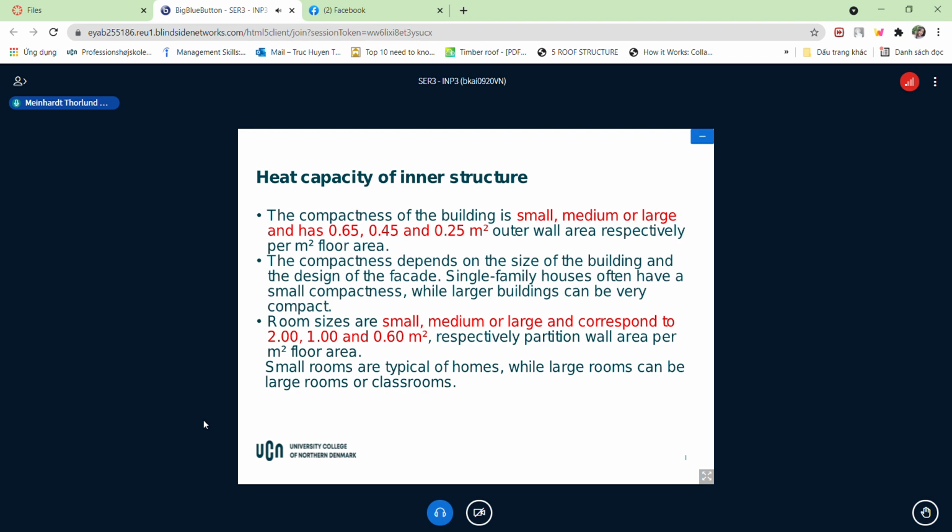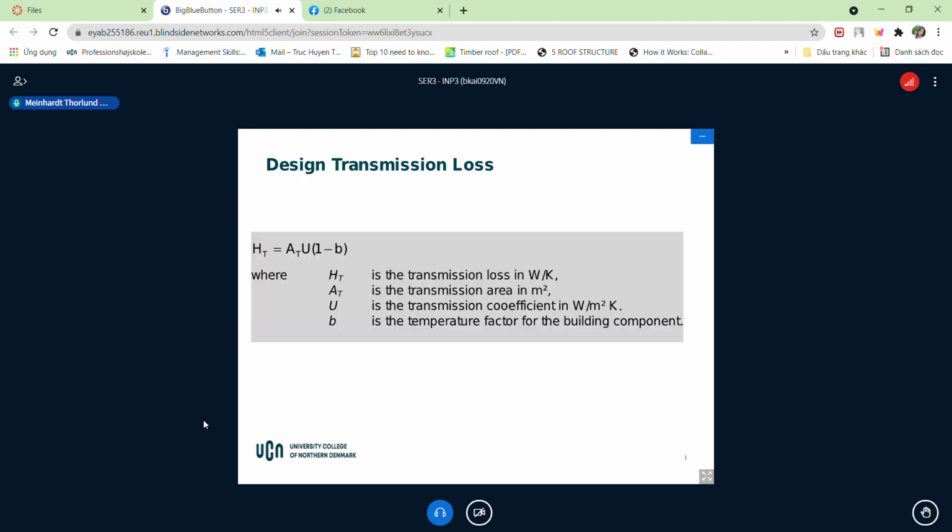If you have some question during the presentation, you can just add them to the chat, and I'll try to answer as well as I can. So, design transmission loss. Basically, that means the worst case. So this is how we design our heating systems.